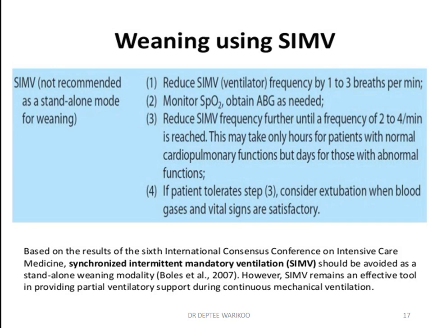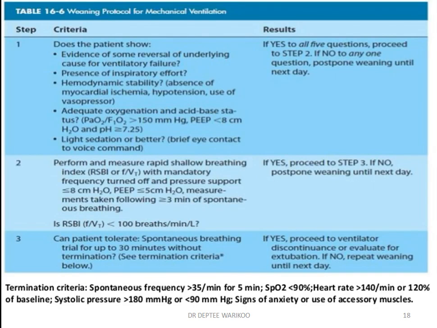Now if we use SIMV mode, which is not recommended alone, reduce SIMV frequency by 1 to 3 breaths per minute. Monitor your oxygen saturation and obtain ABG. Reduce SIMV frequency further until a frequency of 2 to 4 per minute is reached. This may take only hours for a patient with normal cardiopulmonary function, but it may take days for those with abnormal function. If the patient is able to tolerate step 3, weaning could be achieved. If not, your weaning could be a failure. So this is the basic criteria which we are using for weaning after the patient is on mechanical ventilation.